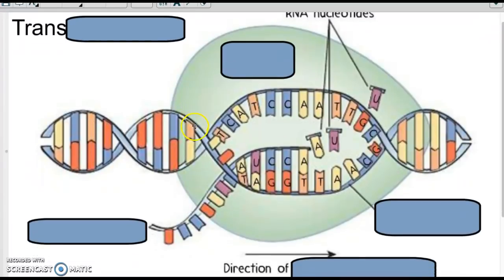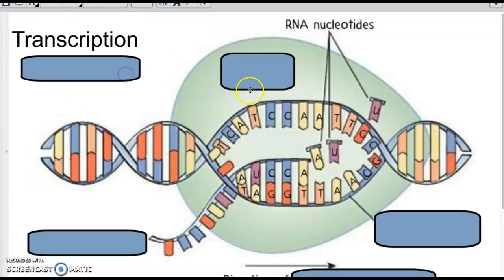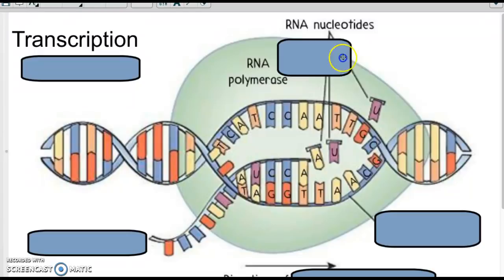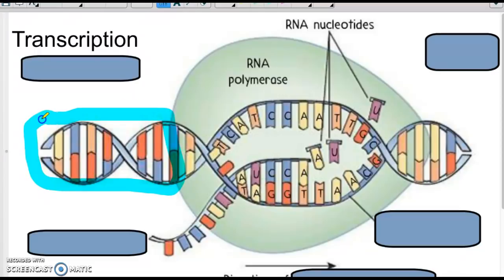So looking at this picture, would this be transcription or translation? Just looking at the picture. Based off this picture, this is transcription. Now, how do we know? Well, this big green thing is called RNA polymerase. We are inside the nucleus because here is DNA, okay? So we know that transcription happens in the nucleus. So we're in transcription. So we have RNA polymerase, which is an enzyme that helps this process happen.